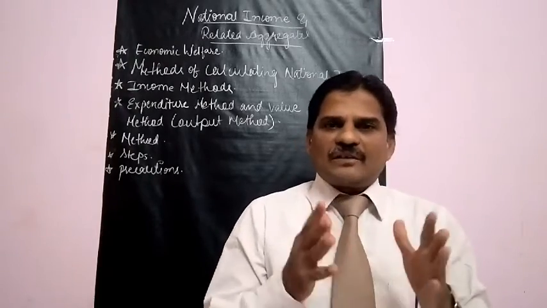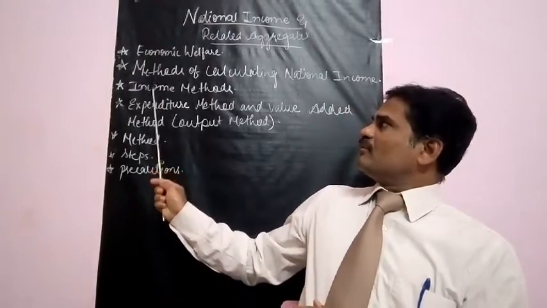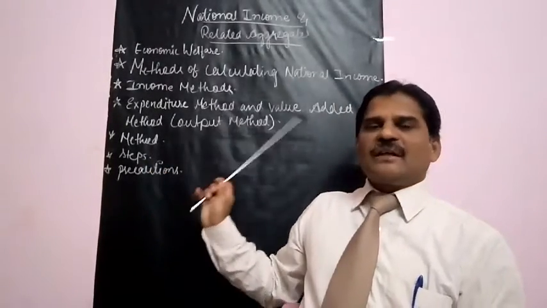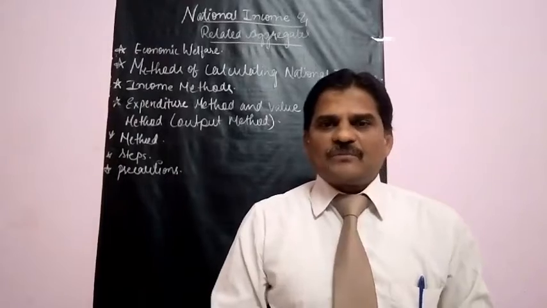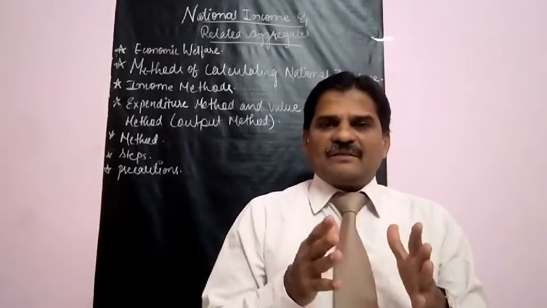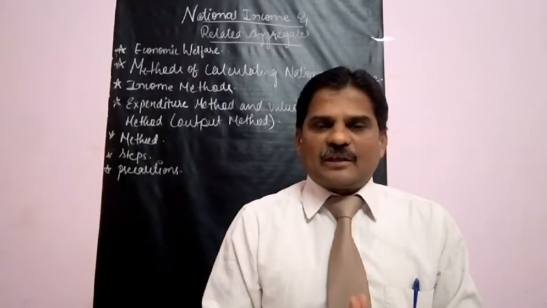Now I am telling you there are three methods: income method, expenditure method, and value added or product method. With the help of these three methods we are going to calculate the national income of any country during that accounting year.